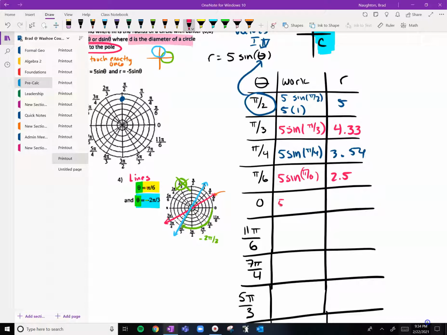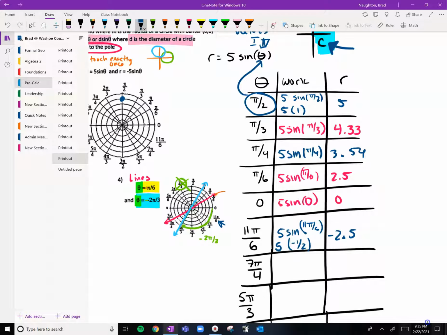And then we're going to have 5 sine of 0. That's going to be 0. So notice I'm going down to 11 pi over 6 down here. Okay, so 5 sine 11 pi over 6. And remember, in this quadrant down here, the fourth quadrant, our sine is negative. So this would be 5 times a negative 1/2. So that's a negative 2.5. So we're going to see now that we're in the negatives.